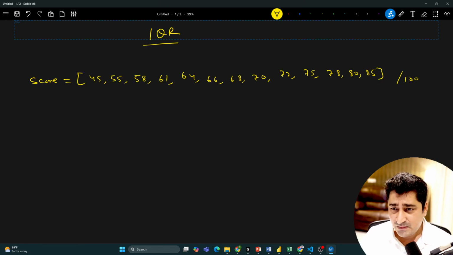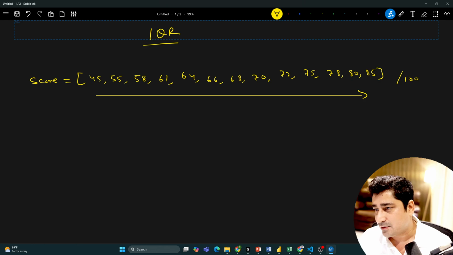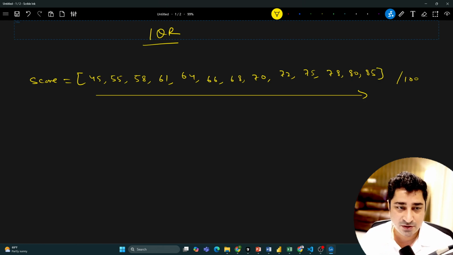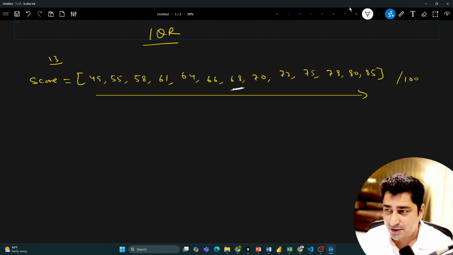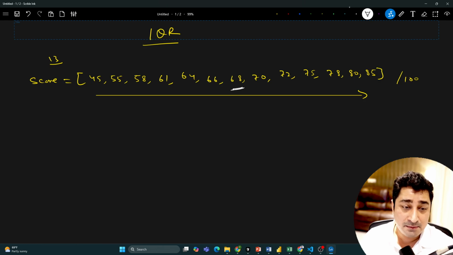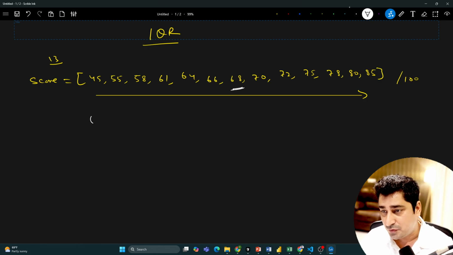Whenever you calculate IQR, you have to sort the entire data set. This data set is already sorted. I have taken a sorted data set here. Then you have to find the median of the data. In total, how many records do we have? We have 13 records. Now what will be the median? The median is going to be the seventh value, which is 68. This is the median for me, and this is called Q2.